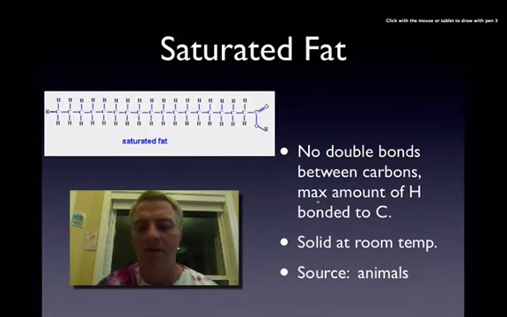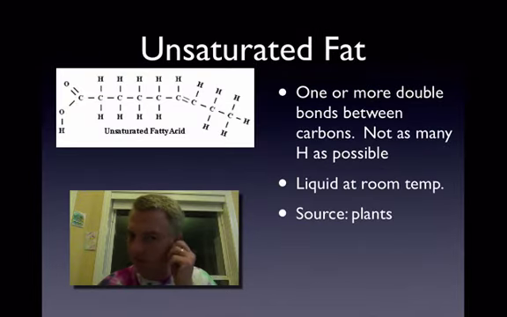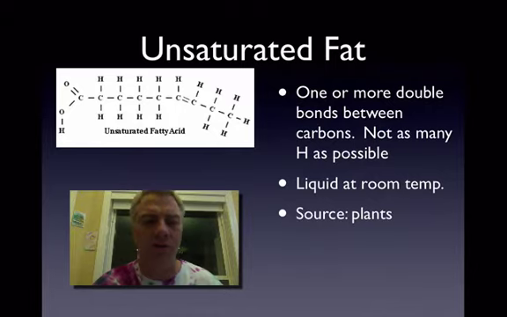Now, a couple of things about saturated fats. They're solid at room temperature. You think about butter. Butter is solid at room temperature, lard, things like that. And the source of this type of fat are animals. And so we'll look at the unsaturated fats here real quick, and you'll see the difference between the two. In an unsaturated fat, what do you notice that's different?